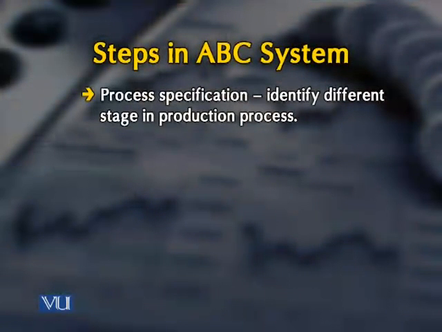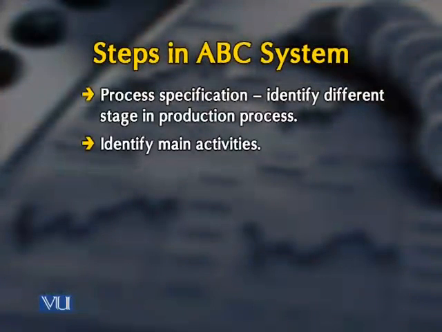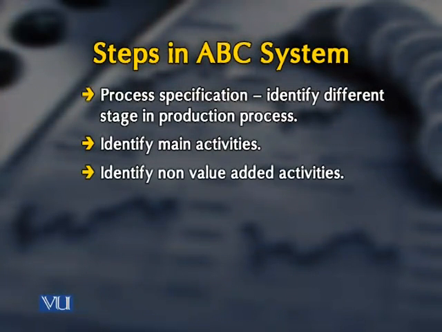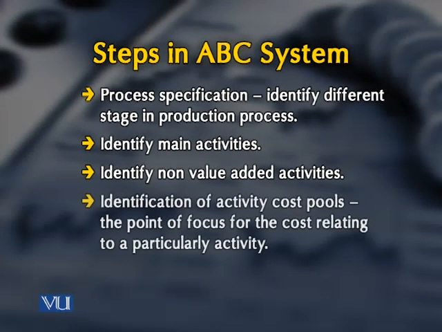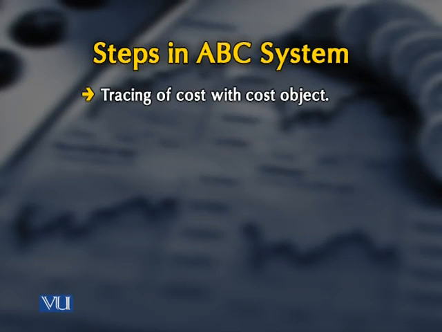Now the steps in ABC costing. In the ABC costing system, there are various steps we have to include. First of all, process specification: identify different stages in the production process. As I said earlier, in a furniture industry, we have, let's say, 3 activities: cutting, assembling, and finishing. Similarly, identify main activities, then identify non-valued activities. Then identification of activity cost pools, then selection of activity cost drivers, then tracing cost to the cost objective.